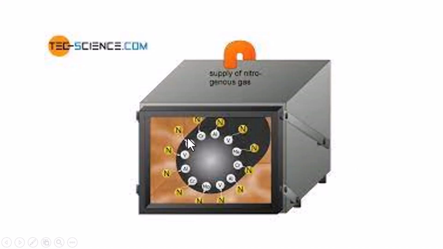Here is a simple schematic figure of the nitriding process. The compound is ammonia. It is in a container. It is heating. So nitrogen is entering into the surface, diffusing into the surface.